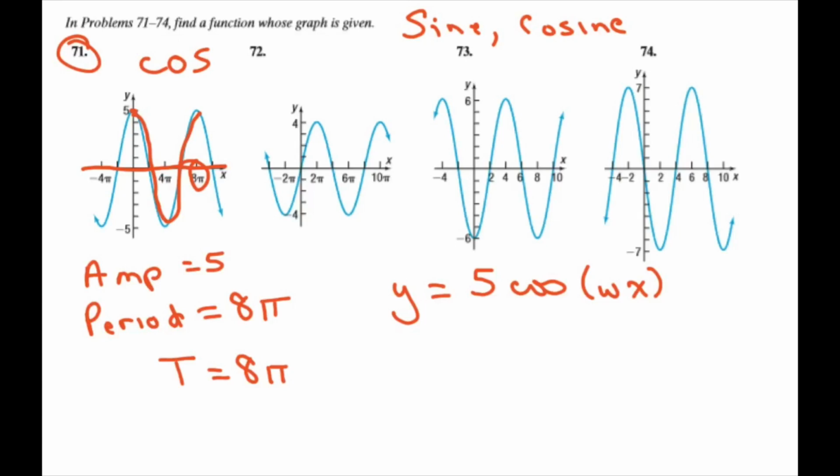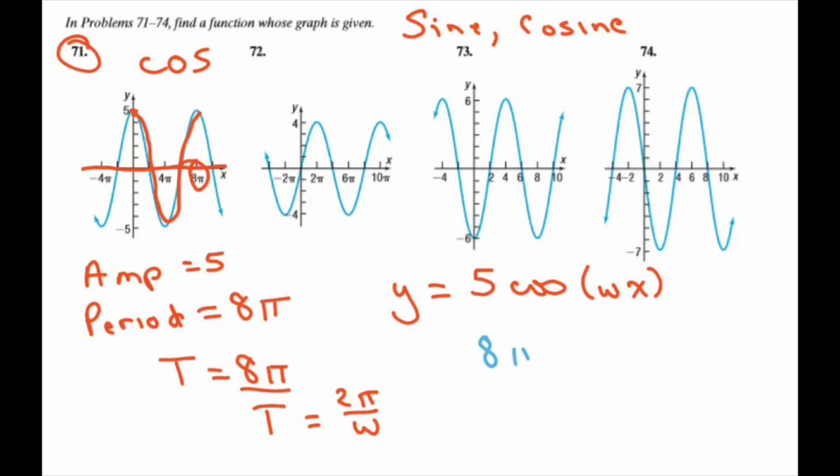So we set our omega to find the total thing. This is 8 pi. To find our omega, we're going to write this as T equals 2 pi over omega. So my period is 8 pi. So let's write that. 8 pi, cross multiply.